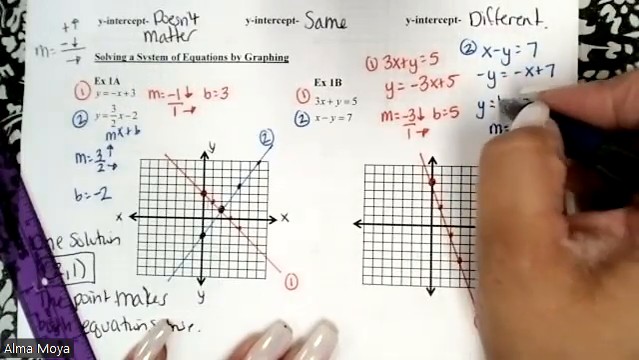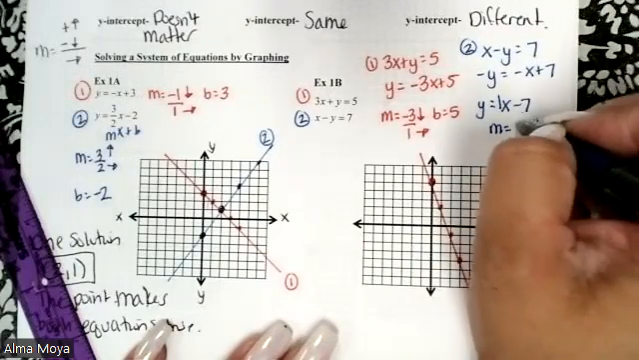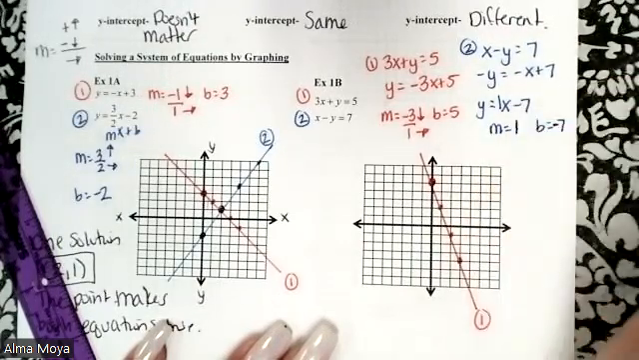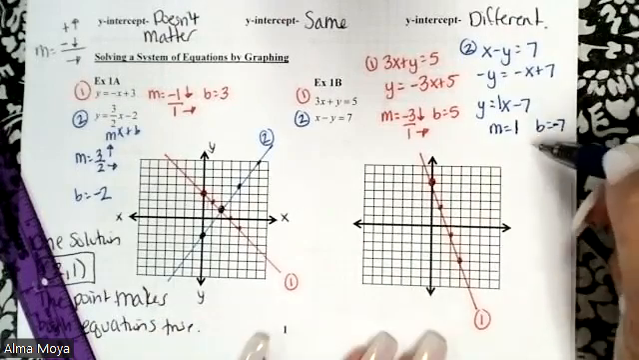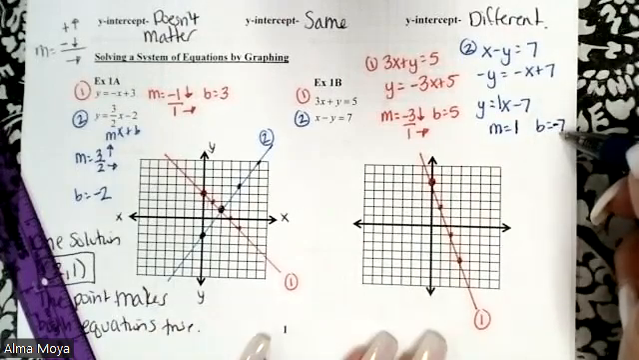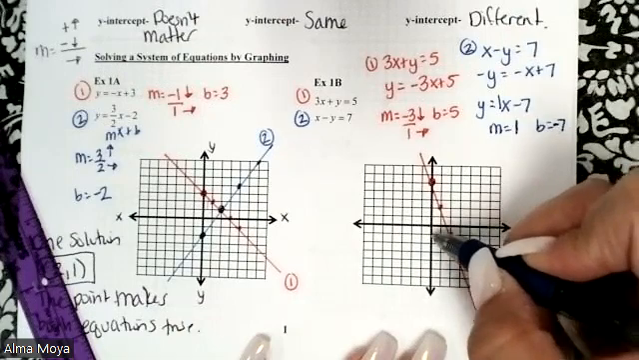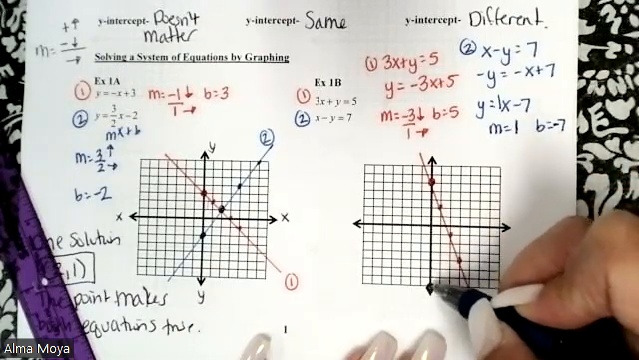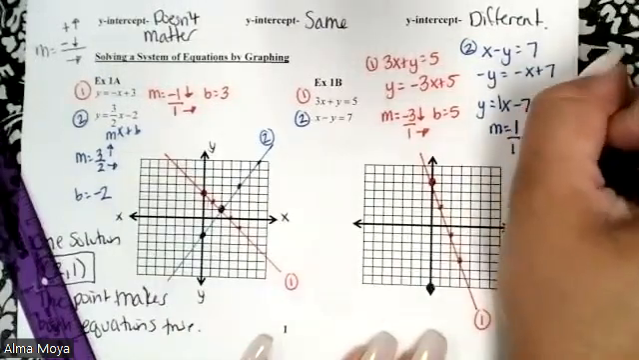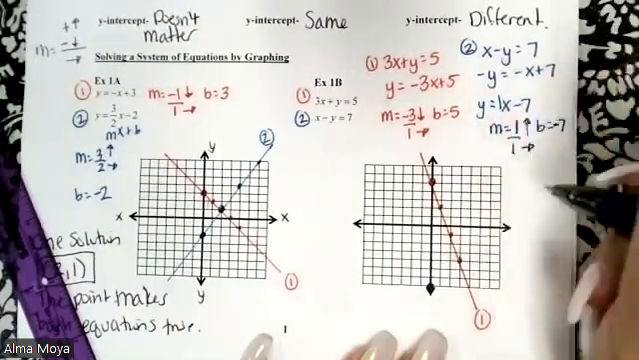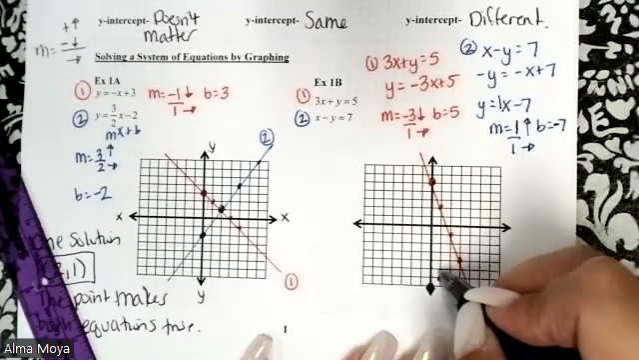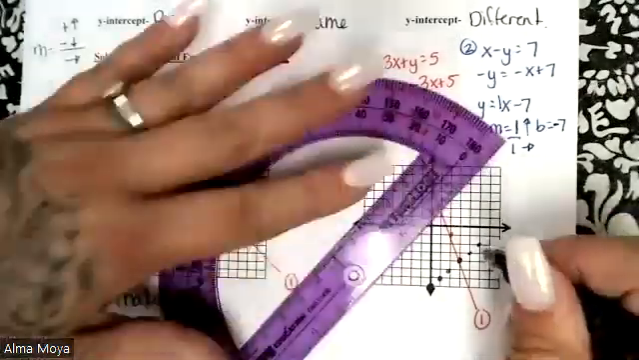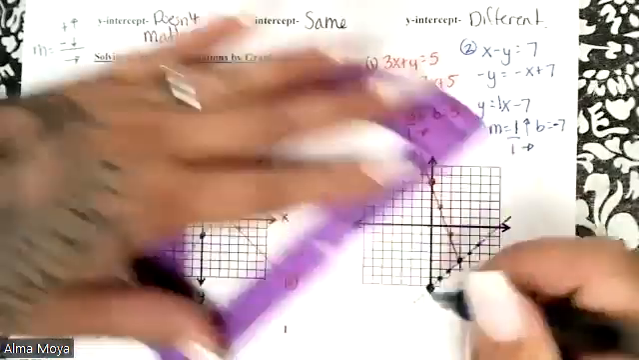Now there is an invisible 1 here, you just don't see it. So the m value is 1 because that's the number next to x, and the b value is negative 7. Now I need to graph negative 7 first because that's the y-intercept. So here's negative 1, 2, 3, 4, 5, 6, 7. And now my slope, that's positive, so I'm going to go up 1 over 1. Up 1 over 1, up 1 over 1, up 1 over 1, and connect my dots.